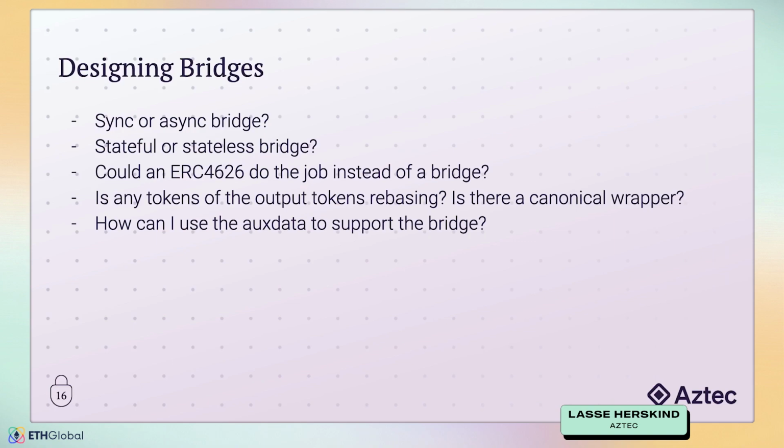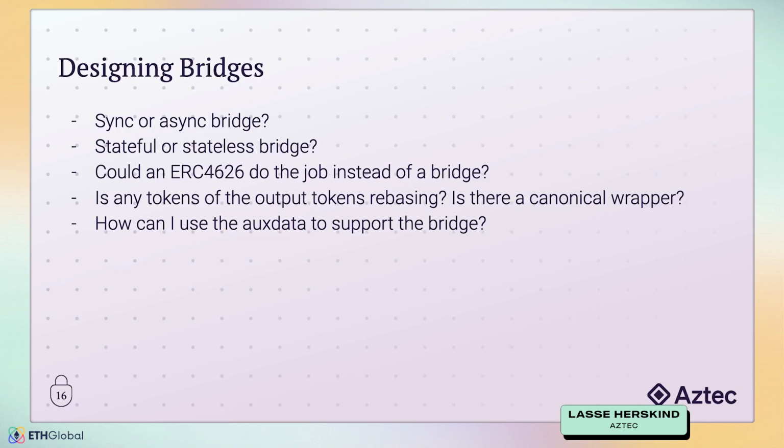When designing bridges, you need to keep in mind a couple of things, like should the bridge be synchronous or asynchronous? Should it be stateful or stateless? Can the bridge be done by just using an ERC4626? If it can, build the ERC4626 instead, and then use the generalized 4626 bridge. Or of course, only do this if there's not already a canonical 4626. If there's one of these, just list it instead. You don't need a separate bridge.